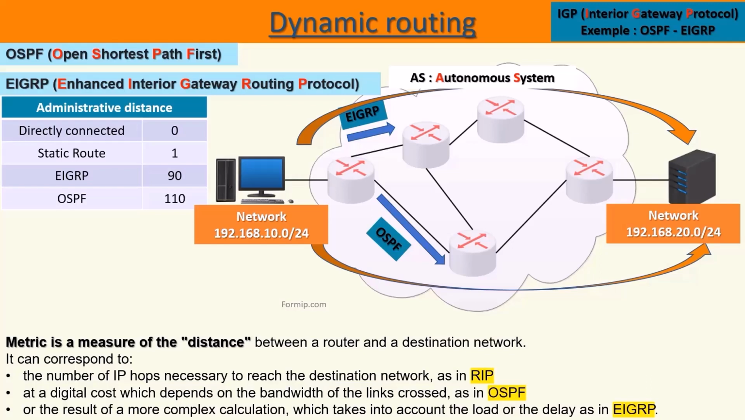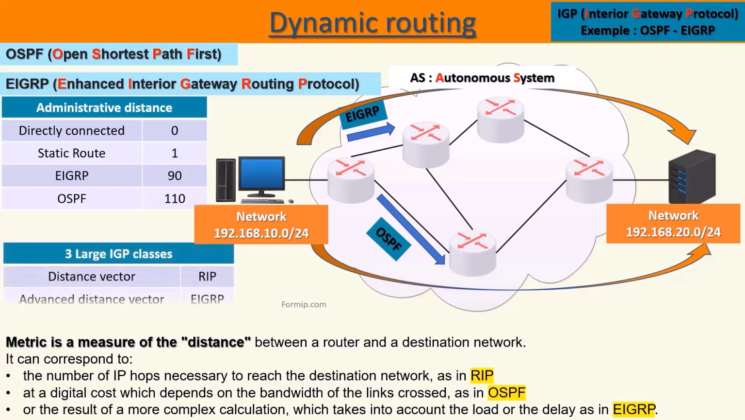A static route has an administrative distance of 1. As this is something we manually set up, the router will prefer to use a static route over any dynamic routing protocol. The EIGRP protocol has an administrative distance of 90, and OSPF is 110. Which means in our example that the packets will go through the top. EIGRP is more reliable than OSPF mostly because it is owned by Cisco.